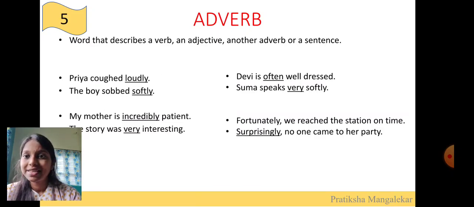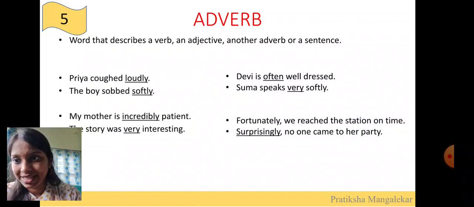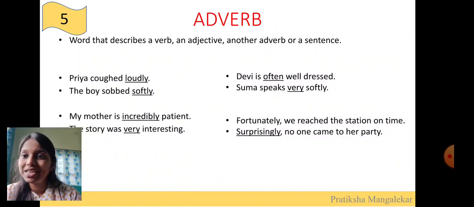Fifth part of speech is the adverb. These are words that describe a verb, an adjective, another adverb or a sentence. For example, Priya coughed loudly. Loudly is the adverb which is describing the verb coughed. The boy sobbed softly. Softly is the adverb. My mother is incredibly patient. Incredibly is the adverb which is describing the adjective patient.